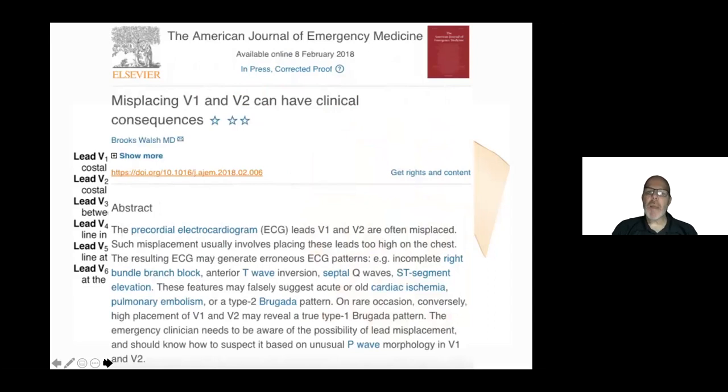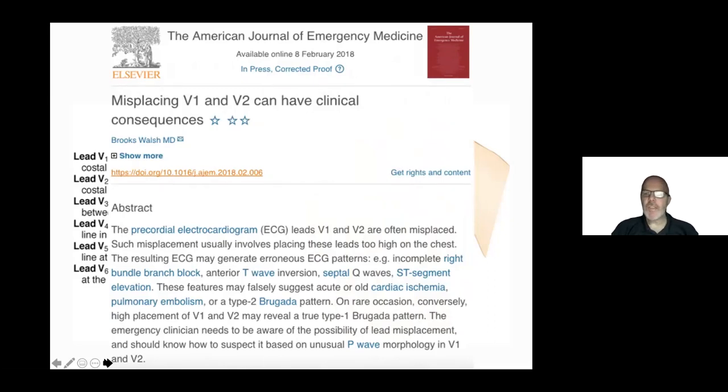So there was actually a paper that was published back in 2018. Brooks Walsh found that there actually are clinical consequences. So let me repeat that. Clinical consequences of misplacing leads V1 and V2. That means that when we misplace those leads, that could negatively impact our treatment, which means we could potentially cause further harm to the patient. You want a diagnostic quality 12 lead, and you want an EKG that's free of artifact. You want a nice data quality, so that way you can look and finesse and navigate your way through that EKG.